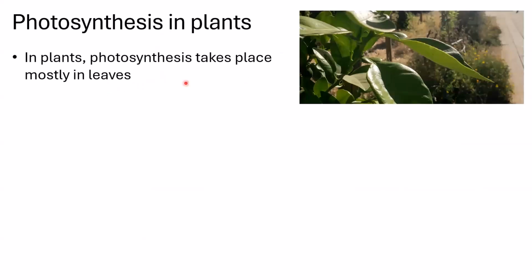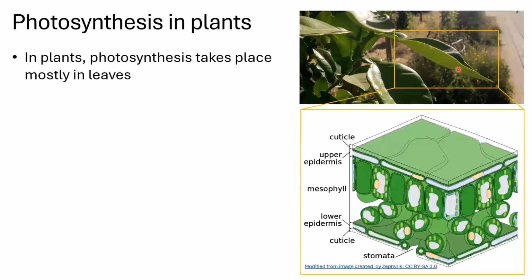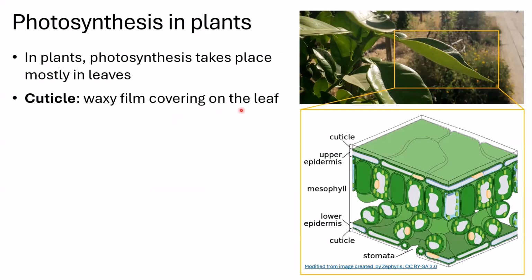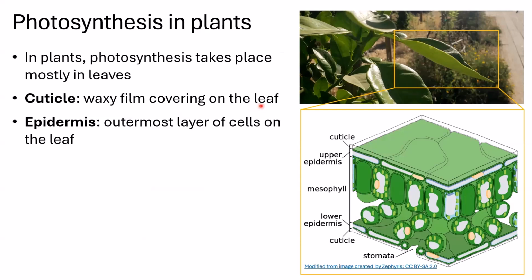In plants, photosynthesis primarily takes place in leaves. If we were to zoom into the leaf, we would see that it actually has layers. The leaf is covered on both sides by cuticles, which is a waxy film that provides a protective layer for the leaf. The epidermis is the outermost layer of cells on the leaf, similar to how our skin is our outermost layer. It has both an upper epidermis on top and a lower epidermis on the bottom.